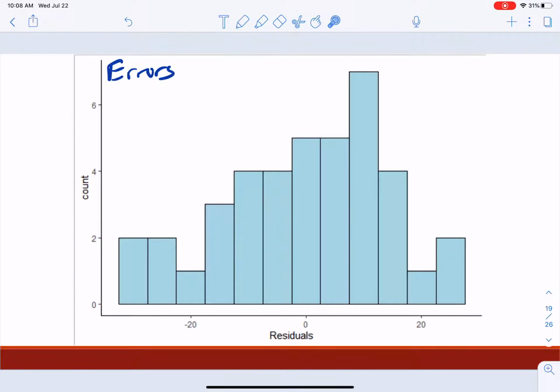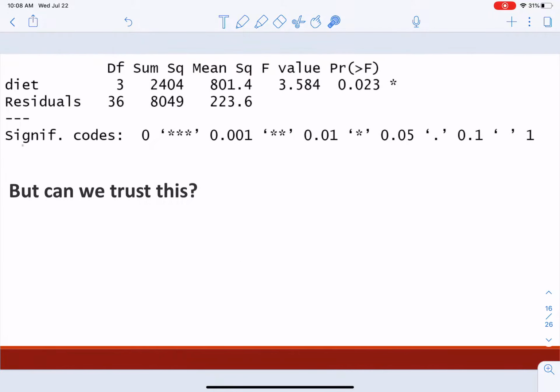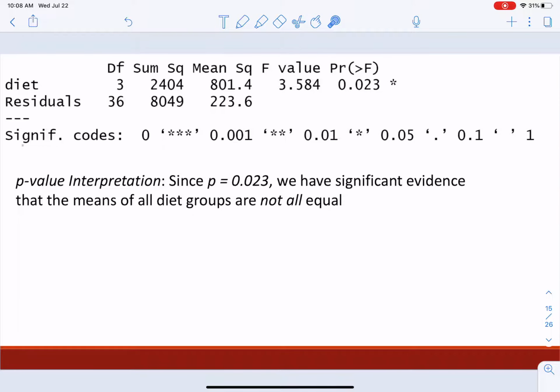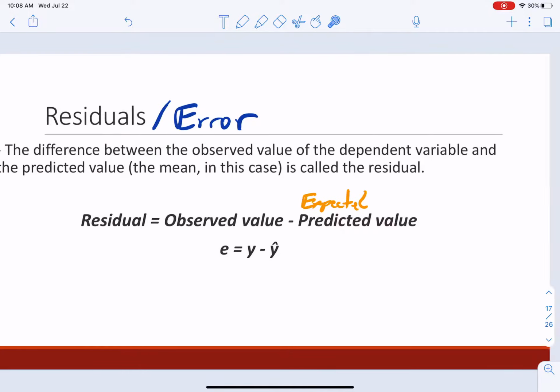We are able to say that, yeah, I think that we can trust this model, right? What we found here is that we have significant evidence based on this p-value that at least one of the groups is different than the other ones, right? But we don't know which ones, and we don't know by how much. This only looks at the big picture. The ANOVA only looks at the big picture.